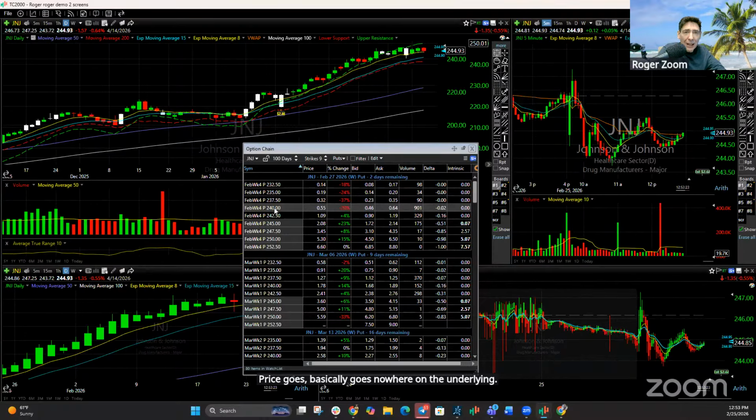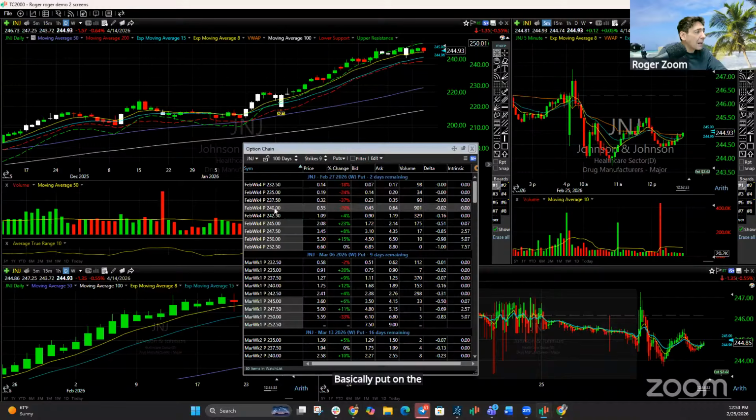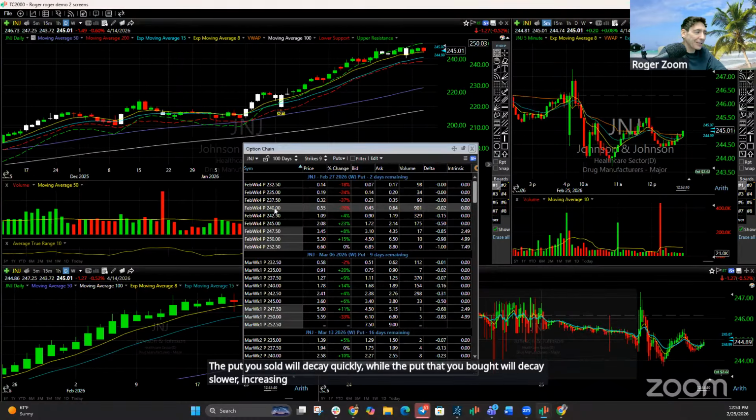Price basically goes nowhere on the underlying. You profit, mazel tov. If the stock is near the same strike price at expiration, you just keep rolling short the put to the following week, bringing in more premium, basically put on the trade again. The put you sold will decay quickly, while the put that you bought will decay slower, increasing your profits.